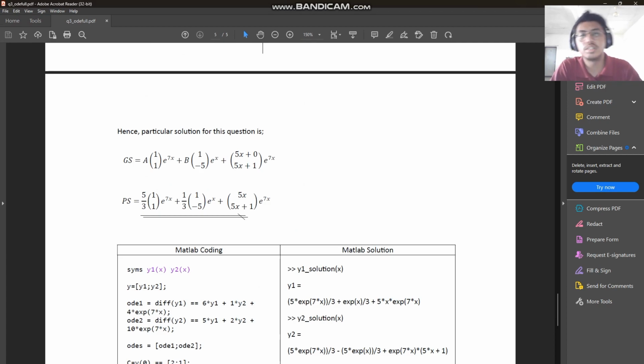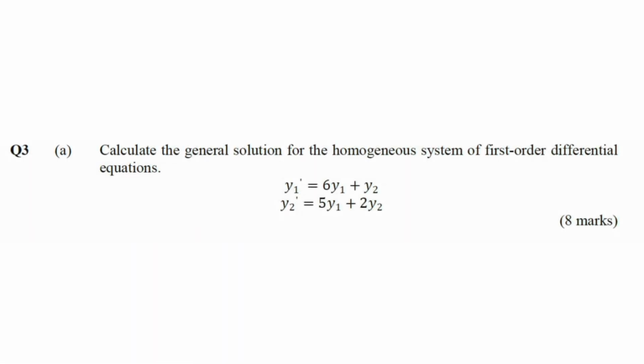So the particular solution for this question is 5/3 times the matrices of 1, 1 exponent 7x plus 1/3 times the matrices of 1, negative 5 of exponent x plus matrices 5x, 5x plus 1 to the exponent 7x. So that's all for the manual calculation. Let's proceed for the MATLAB calculation.